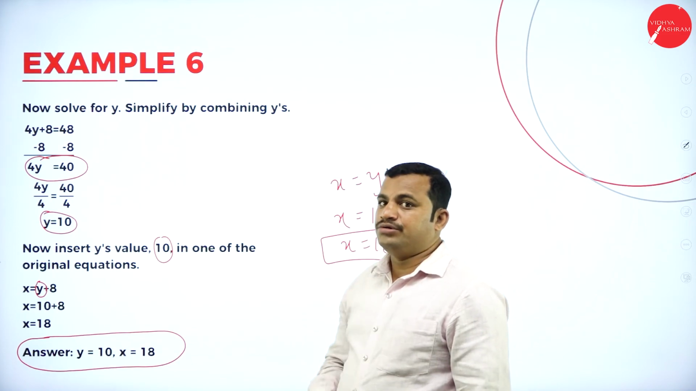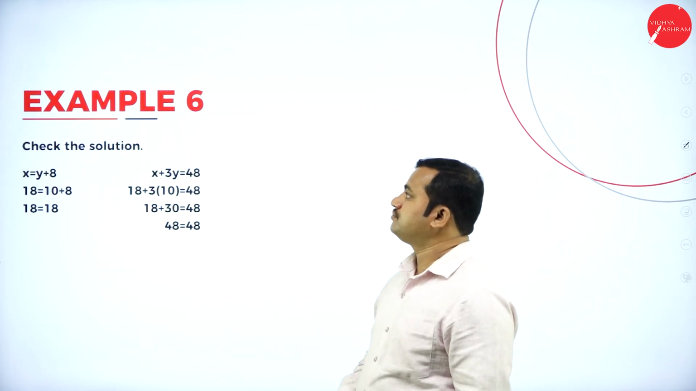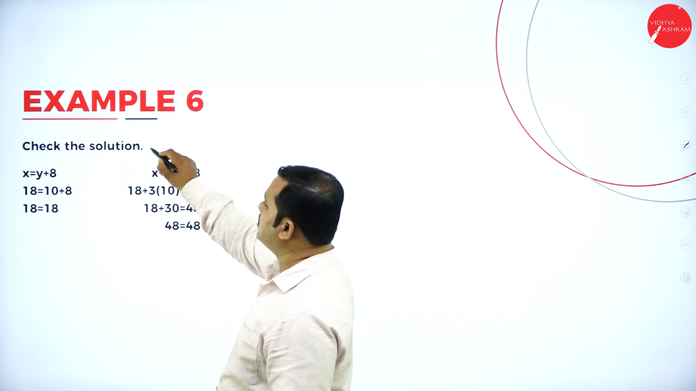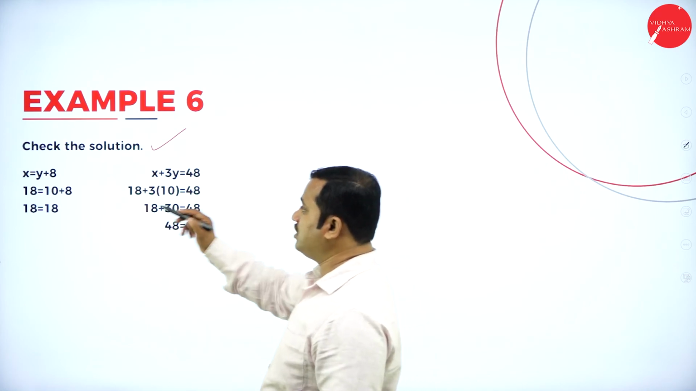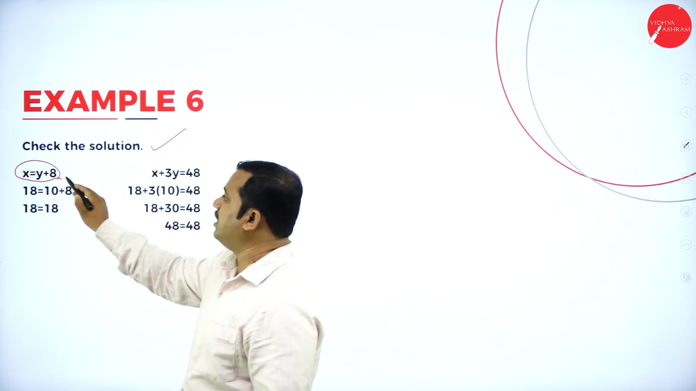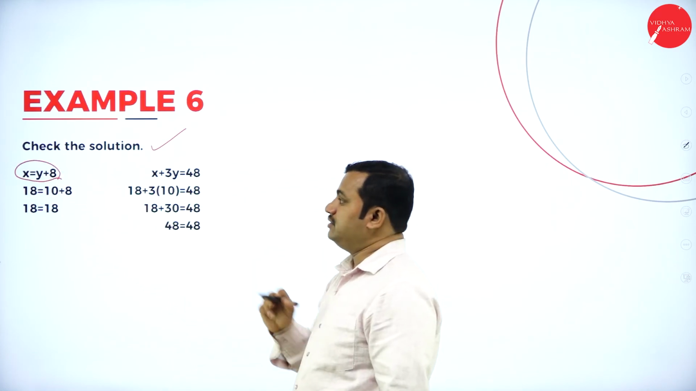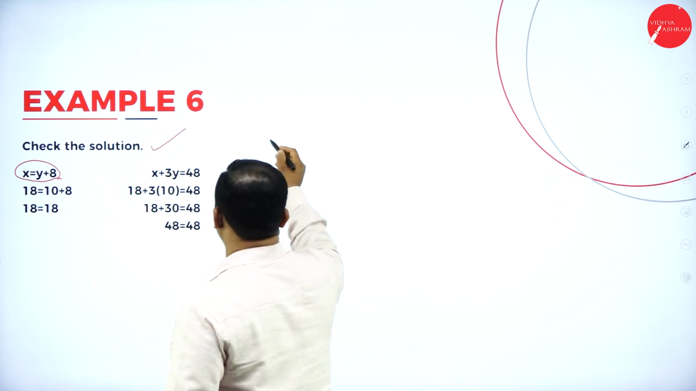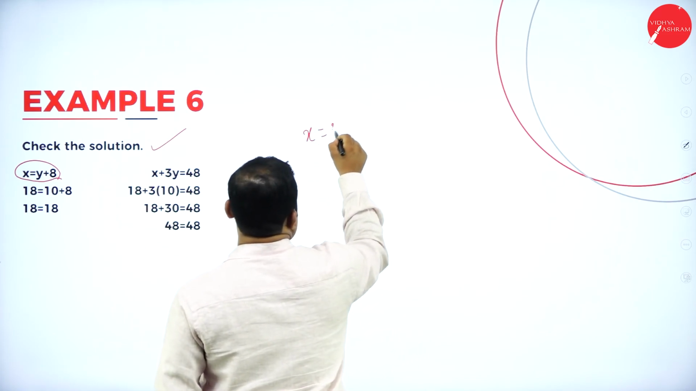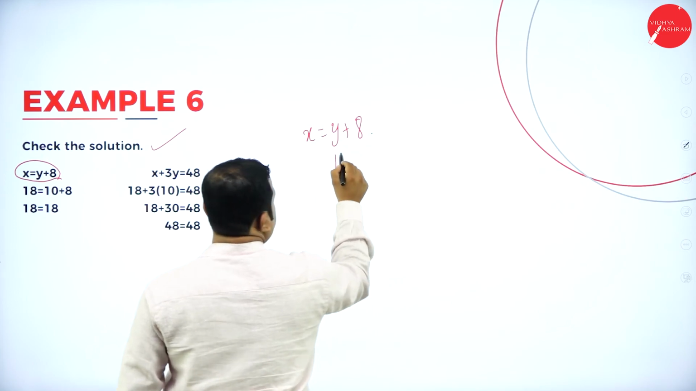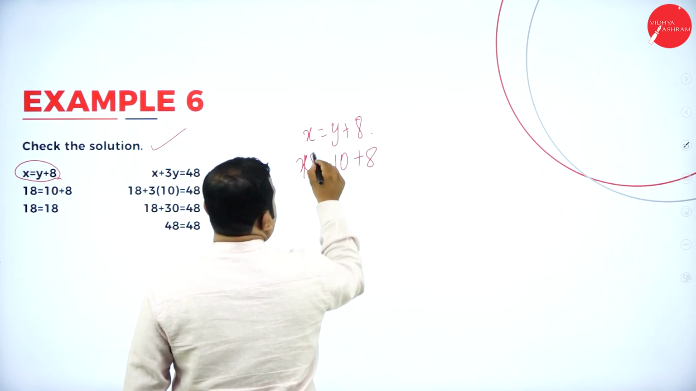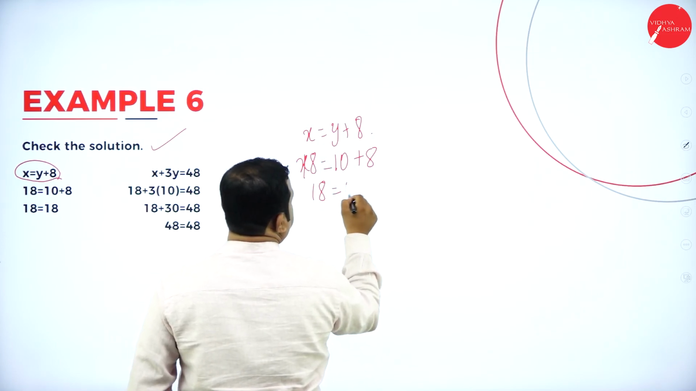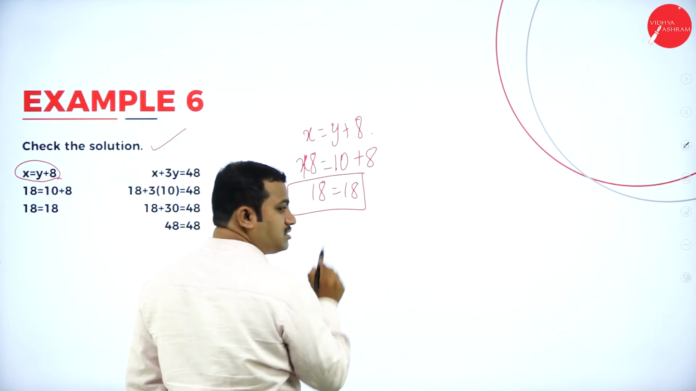Now, let me take you into the details of it further. In this example 6, let us check the solution. What is the value we have obtained? y is equal to 10 and x equal to 18. Let me substitute it here. x equal to y plus 8, that is y is equal to 10, x equal to 18. So 18 is equal to 18, which is correct. It is a balanced value.